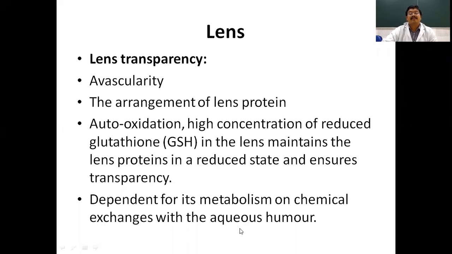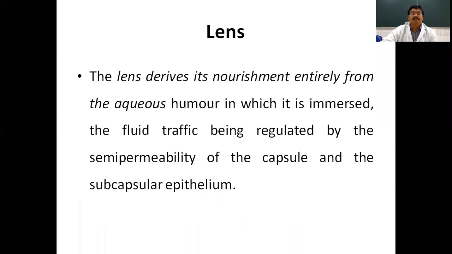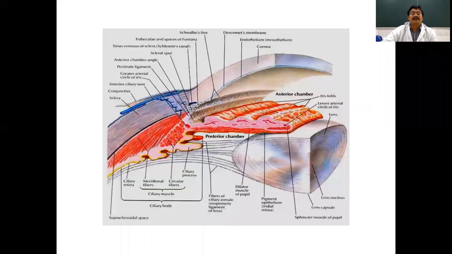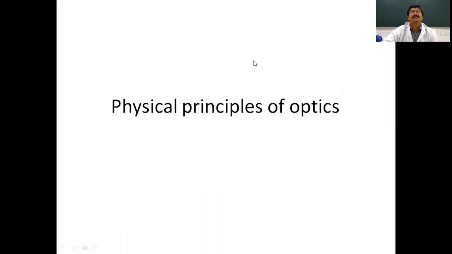Depending upon its metabolism and chemical exchange, the lens depends on the aqueous humor. The nourishment of the lens is entirely dependent on the aqueous humor, regulated by the semi-permeable capsule and the subcapsular epithelium. Opacities of the lens lead to cataract, which is the first and foremost cause of blindness in the world. This is the structure where you see the lens layer and the cut section, the posterior chamber. Already we have discussed all these things in the earlier slides.